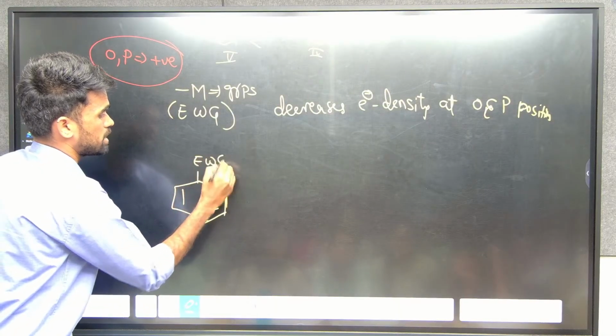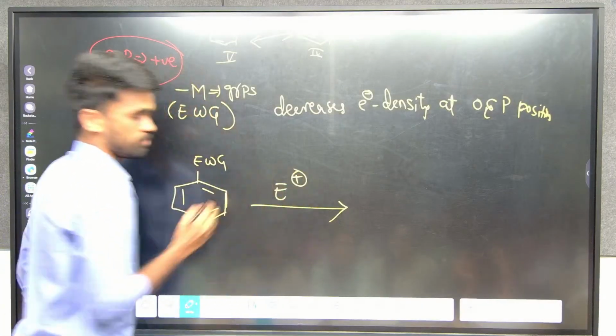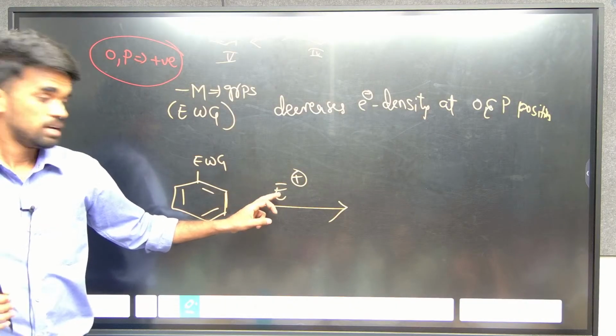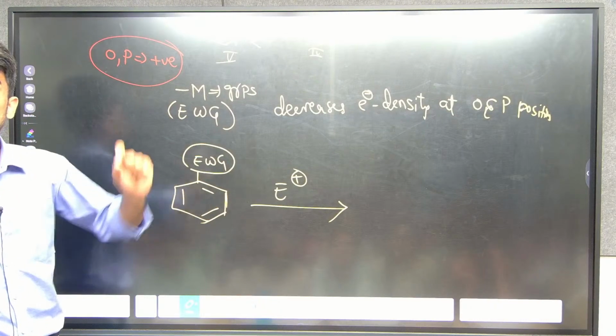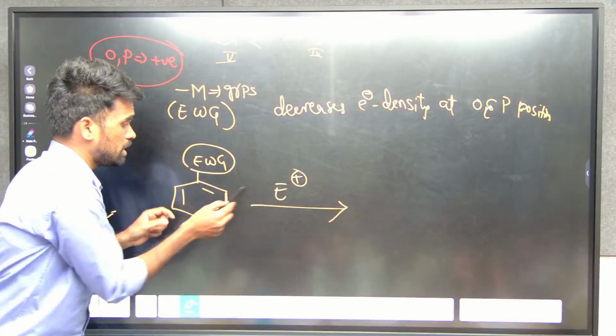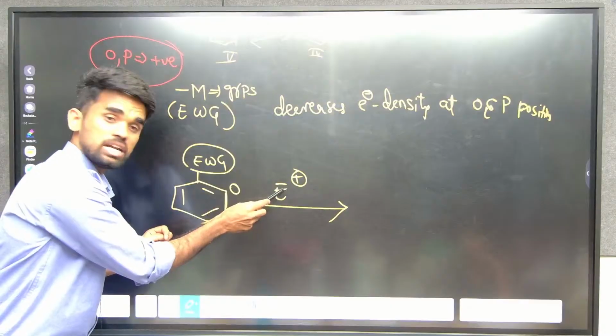Electron withdrawing group is there now. Now I just wanted to add electrophile only. What about electrophile? It is electron rich or deficient? This group is also making electron deficiency in the ring. Particularly at what positions? Definitely ortho para position is very electron deficient. This is also electron deficient.